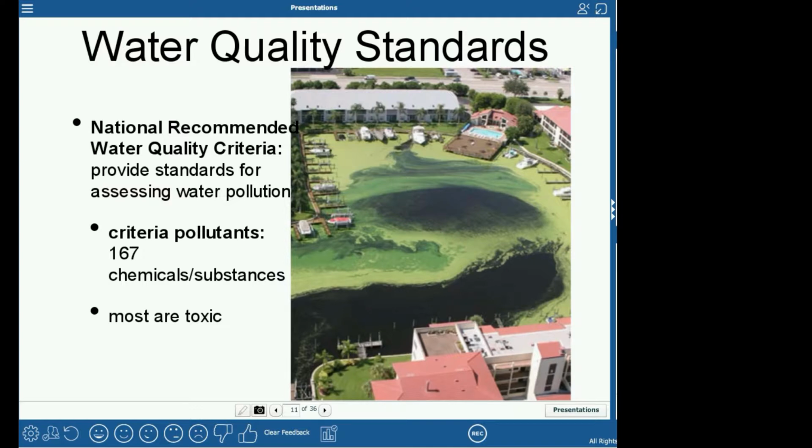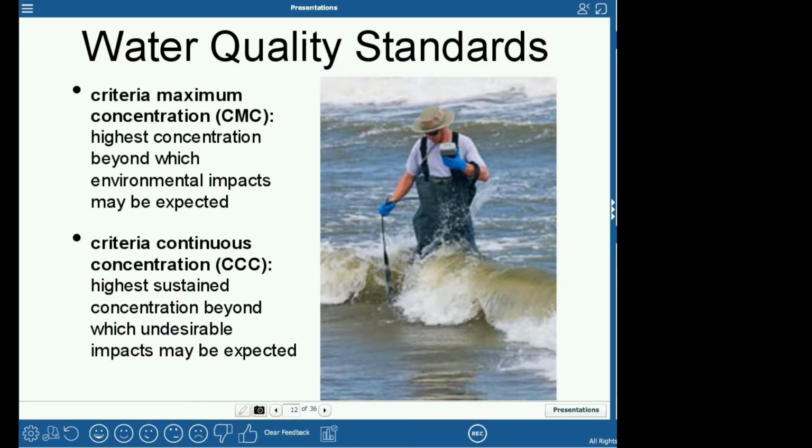So we have recommended water quality criteria. It gives us standards for water pollutants. There's 167 criteria pollutants, and most of these are toxic.